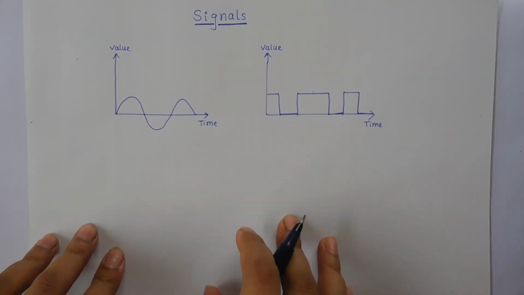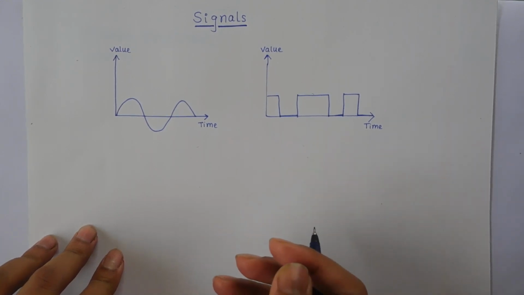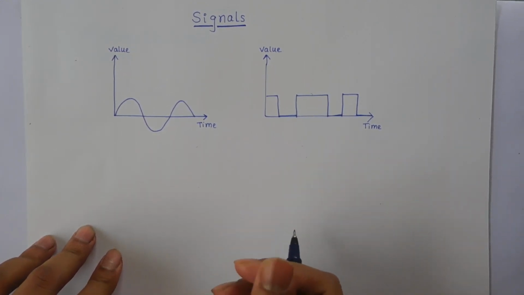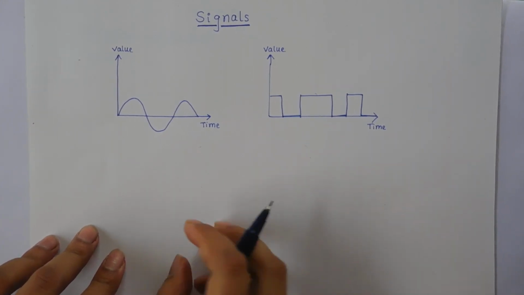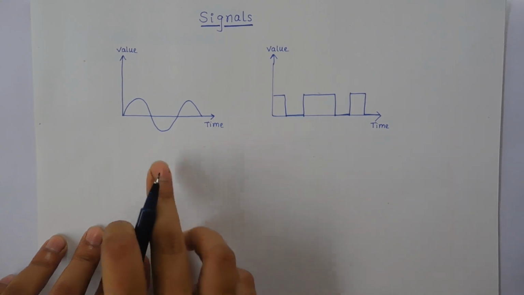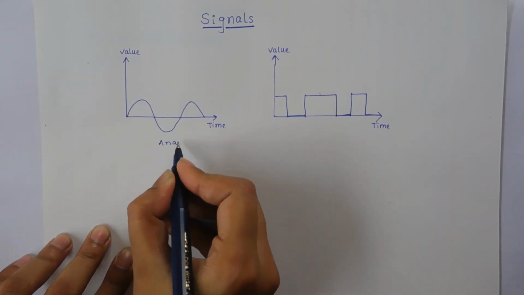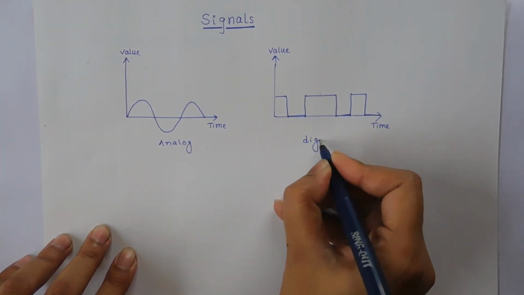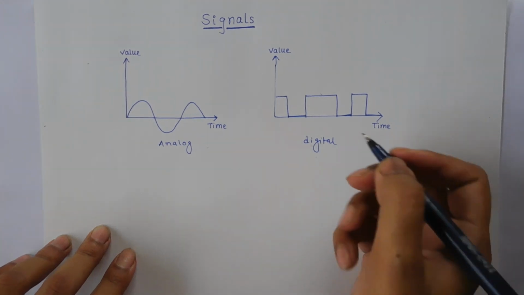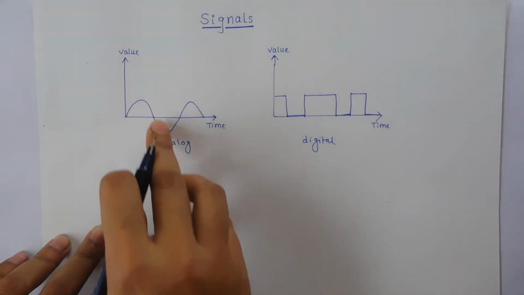Information can be in the form of data, voice, pictures, and when we transmit it, it must be transformed into electromagnetic signals. Now a signal may be represented either in analog or in digital form. This is an analog signal and this is a digital signal.